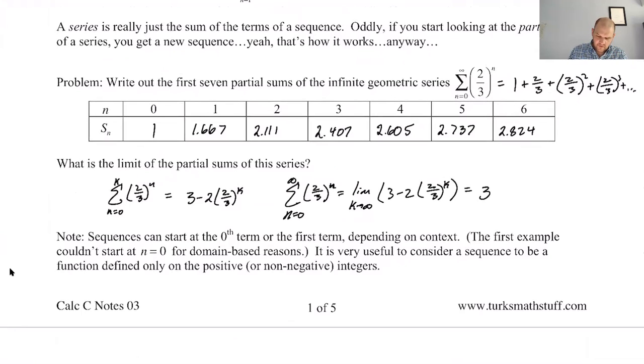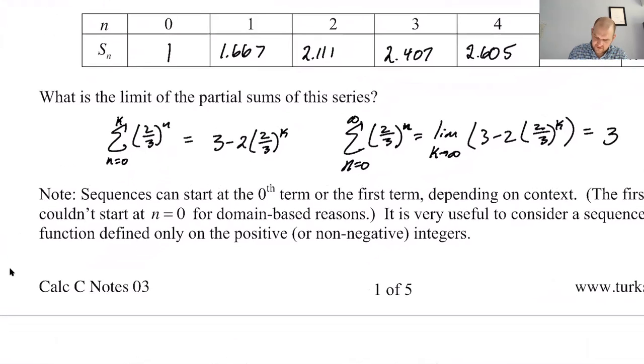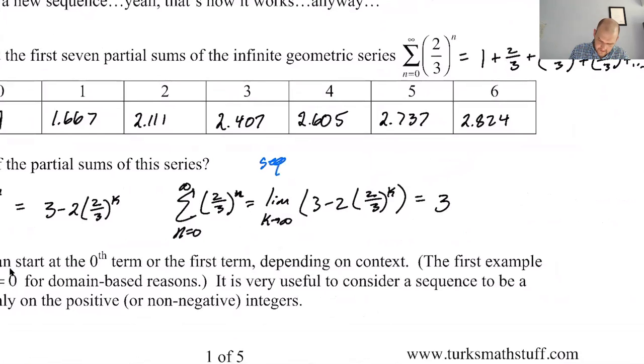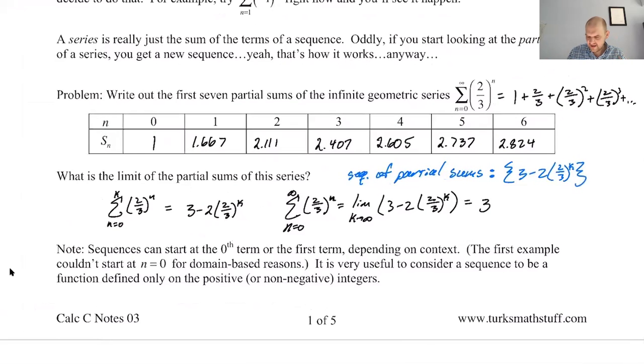So what we did was we looked at the sequence of partial sums. So really, I should have, I don't know where to write this, but let me do this. The sequence of partial sums is 3 minus 2 times 2/3 to the k. Okay, so I think that's good. And what we wanted to do is just find the limit of that, right? What's the limit of the sequence of partial sums?